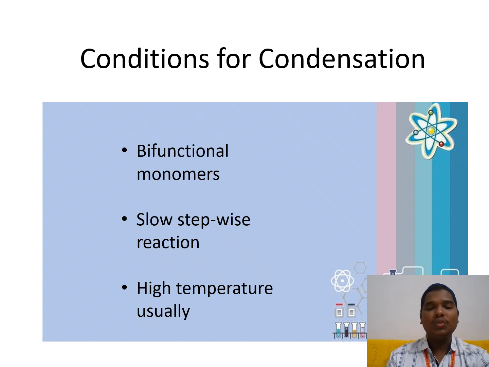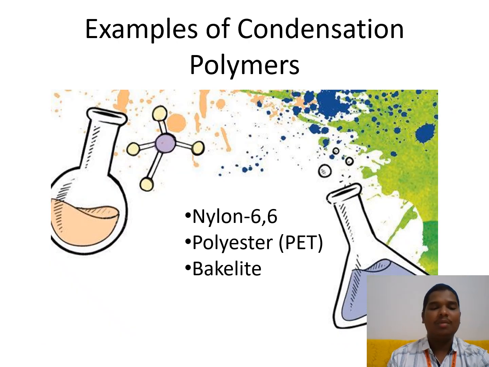Next, we'll go through the examples of condensation polymerization. Important condensation polymers include nylon, polyester, bakelite, and many other polymers. These materials have excellent strength and are widely used in textile industries and engineering applications.